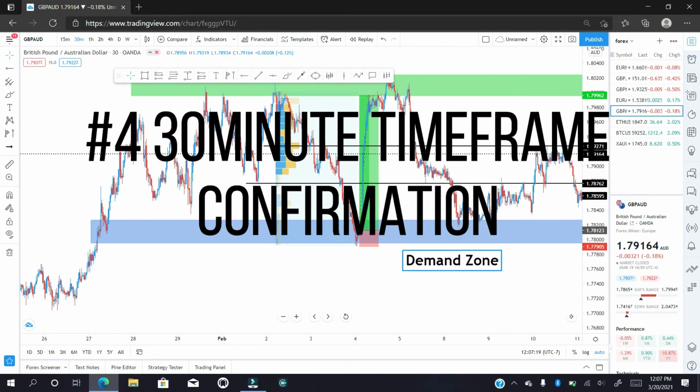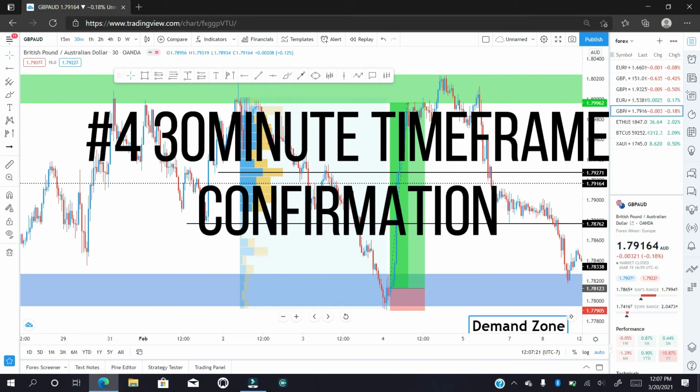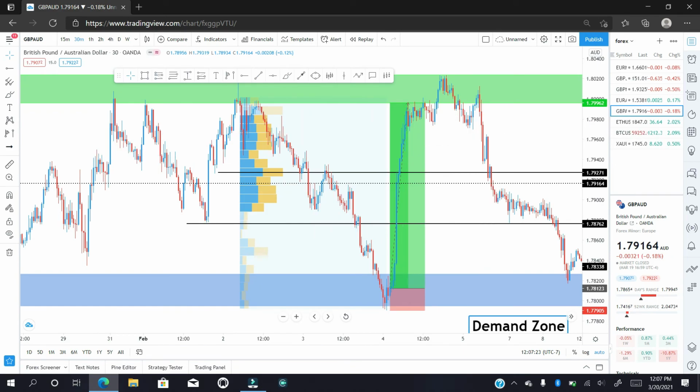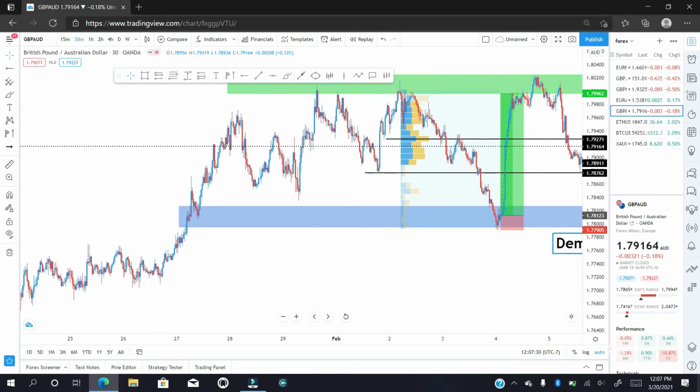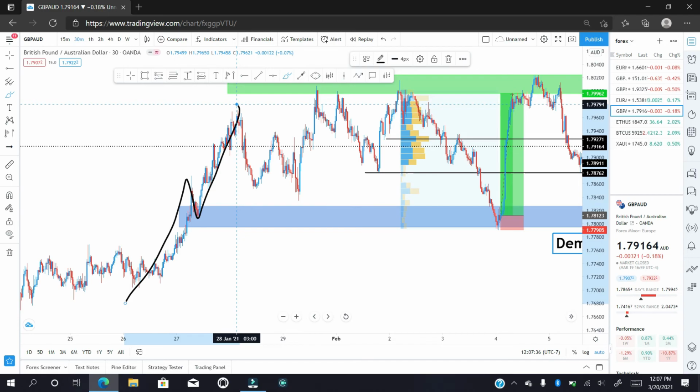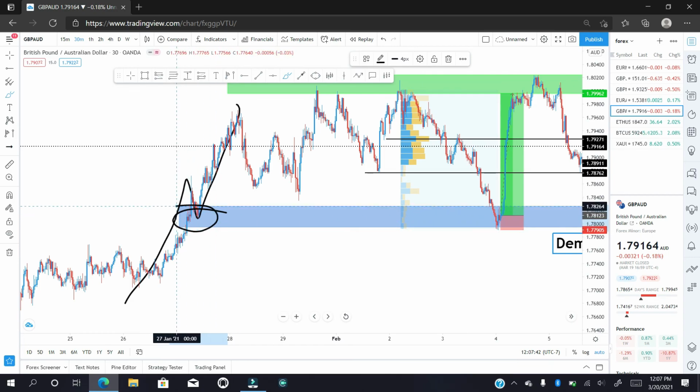And on 30 minutes here you can see my confirmation is that candlestick right here. It's a bullish engulfing. Why? Because like I said, here we have an impulse move, pullback, impulse move. And when you have an impulse move, pullback and impulse move, when the pullback happens, it's like a sensitive zone. And people need to know that, because as you can see from here to here.